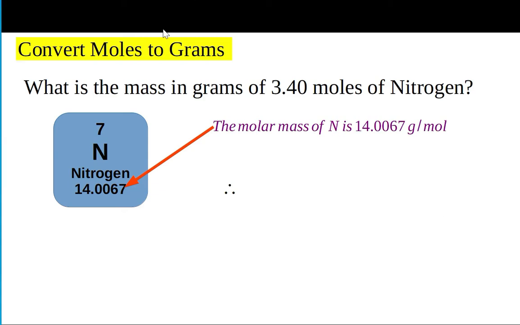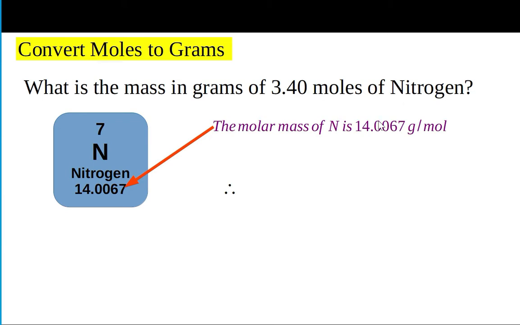Now, what is the mass in grams of 3.40 moles of nitrogen? So when you have such a question, they want grams and we are given moles. So the thing you will need to do is to go to the periodic table and look for the element or the compound you've been given. Here, we are given the element nitrogen.